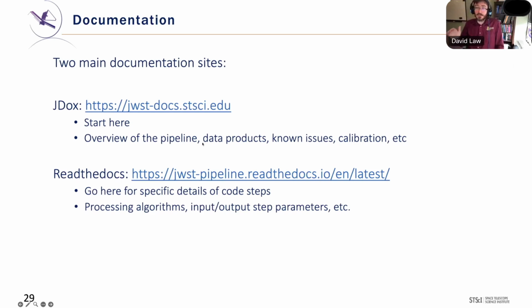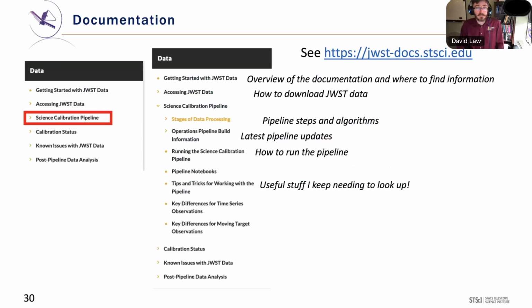But for starting off with, what is the pipeline? How do I use it? What does it do? Start here at JDocs instead. And we cross-link back and forth between them. So if you read through the JDocs site and you find a link of a particular pipeline step you want to know more about, we'll link out to the Read the Docs site from there, so you can follow one into the other, depending on what kind and extent of information you're interested in getting.